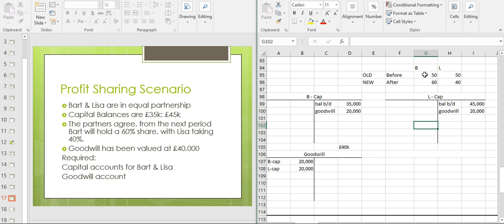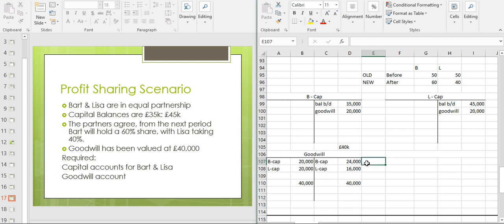So 40, instead of doing a 50-50 split, we are now going to do 40 through a 60-40 split. 6 times 4 is 24, so we've got 24,000, and the difference is 16. Remember, it's got to add up. They've both got a total 40. 24 is for Bart, and the other one is for Lisa. You'll see when we've reviewed this particular scenario, it should all make sense to you.